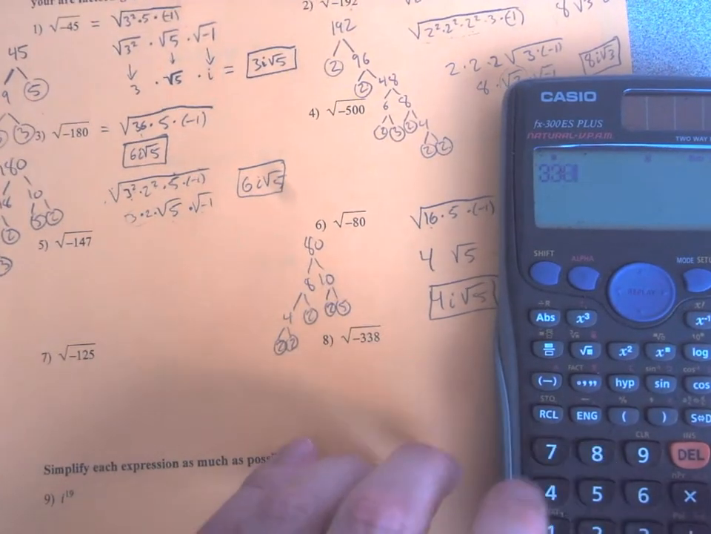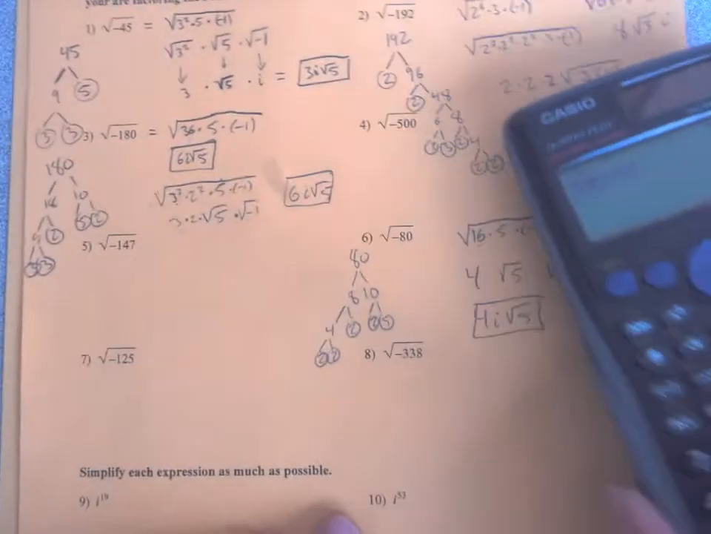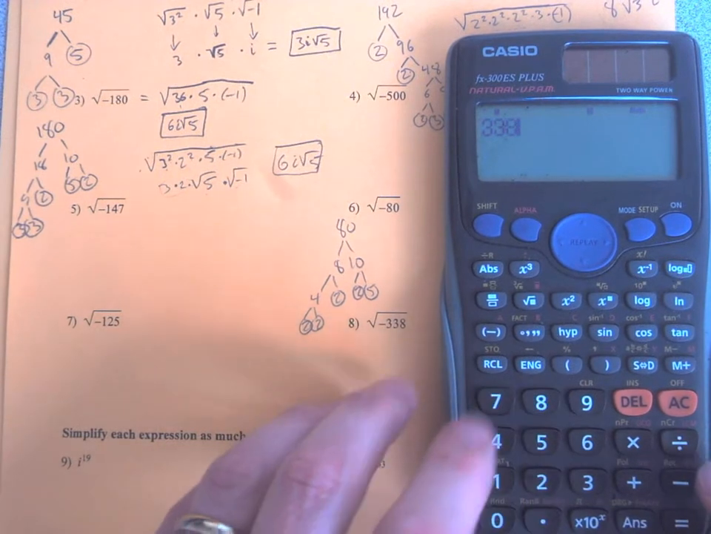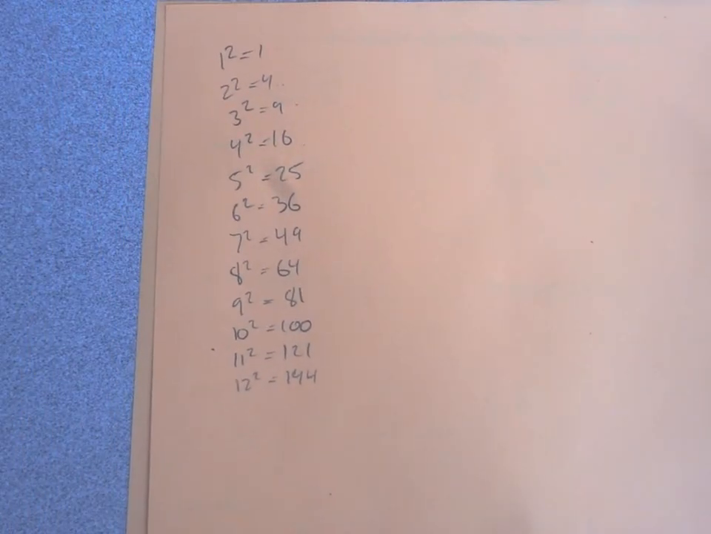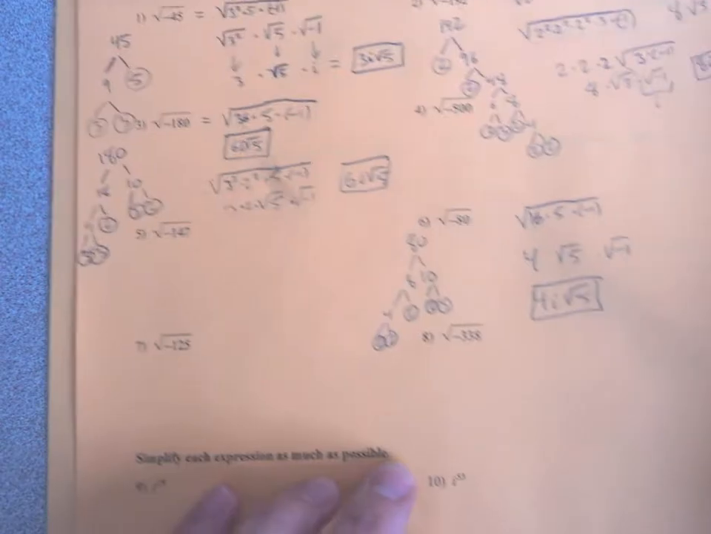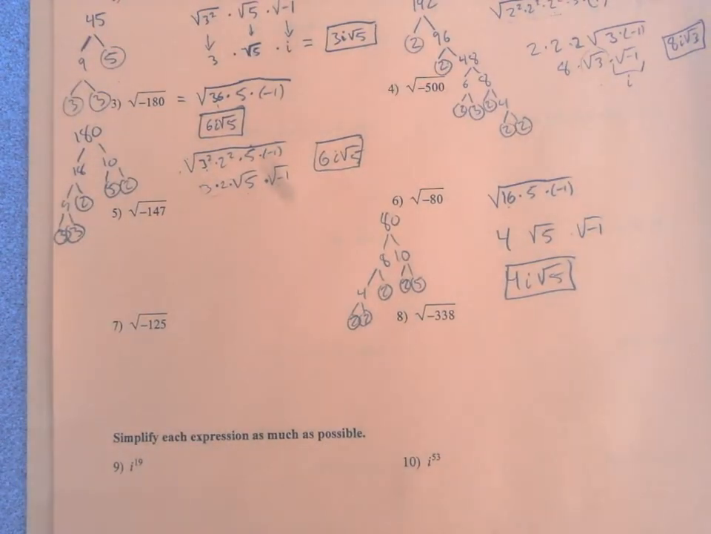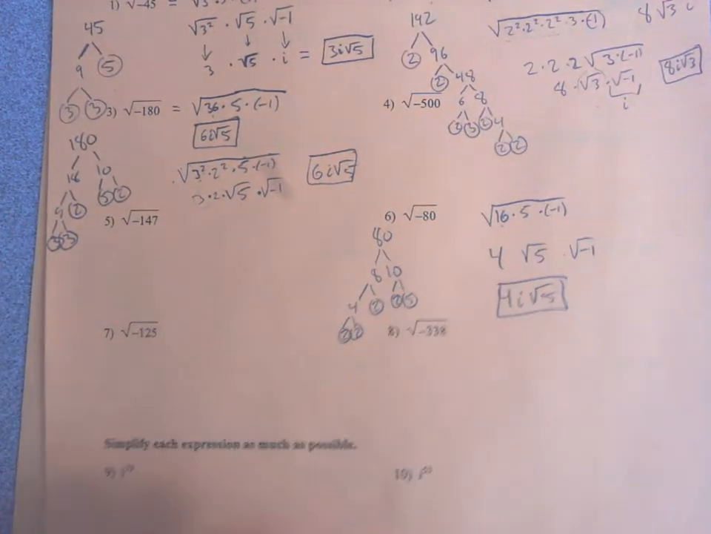So maybe those are too big. Let's try maybe 81. 338 divided by 81. Okay, nope. Maybe 49. Nope. This might just be an ugly one. Let's try 36. No, no such luck. Okay, now that took me a little bit, and there probably is a number. We'll find out what it is in a second. But since we couldn't figure out any perfect squares that go into it, let's just prime factor it, and then we'll get it for sure.